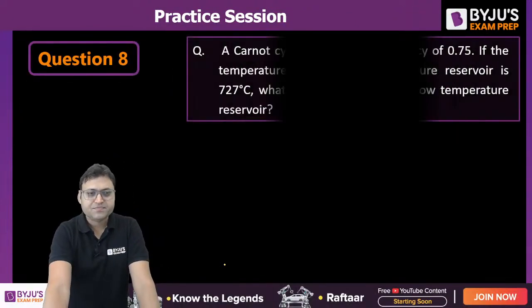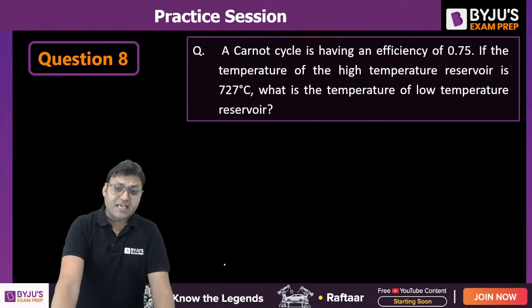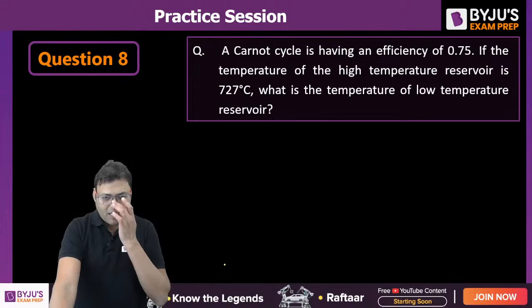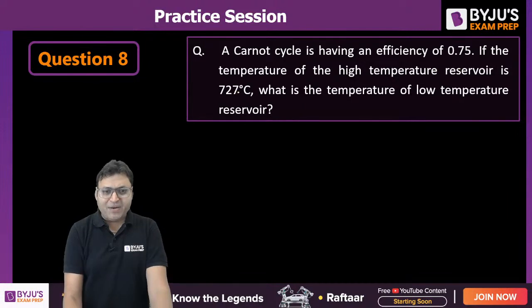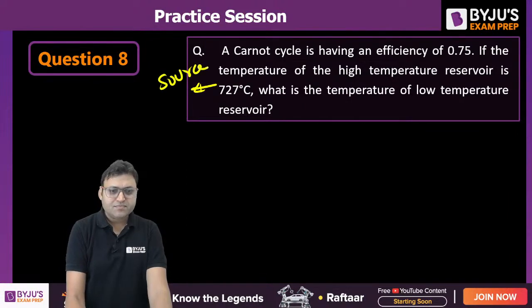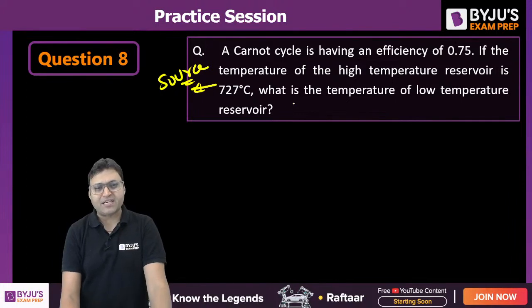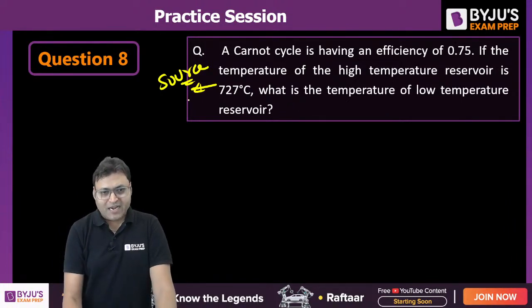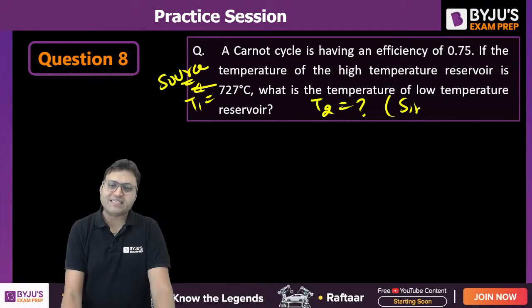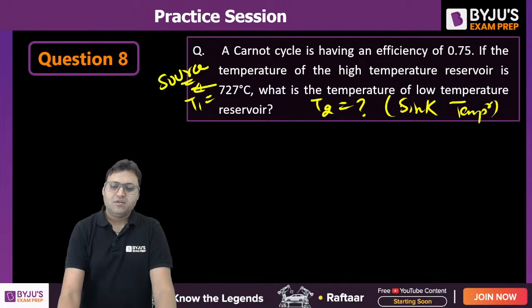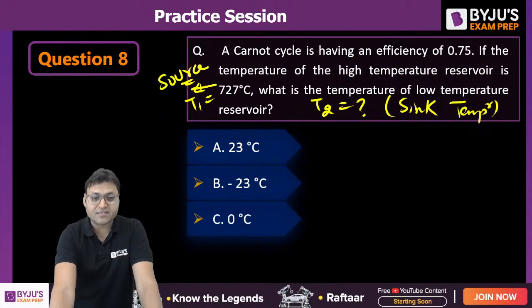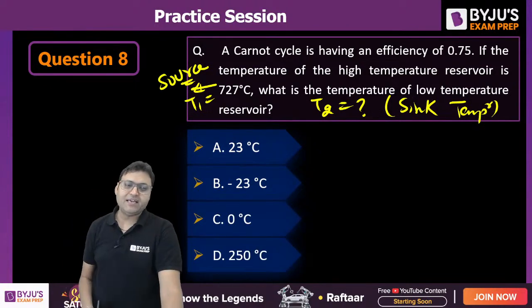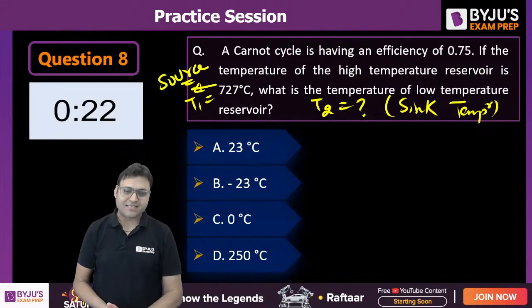Question number 8. A Carnot cycle has an efficiency of 0.75. If the temperature of the high temperature reservoir is 727 degrees Celsius, the high temperature reservoir is the source. What is the temperature of the low temperature reservoir? Let me call it T1, and the question is to find the value of T2, the low temperature reservoir or the sink temperature. Options are 23 degrees Celsius, minus 23 degrees Celsius, 0 degrees Celsius, and finally 250 degrees Celsius.